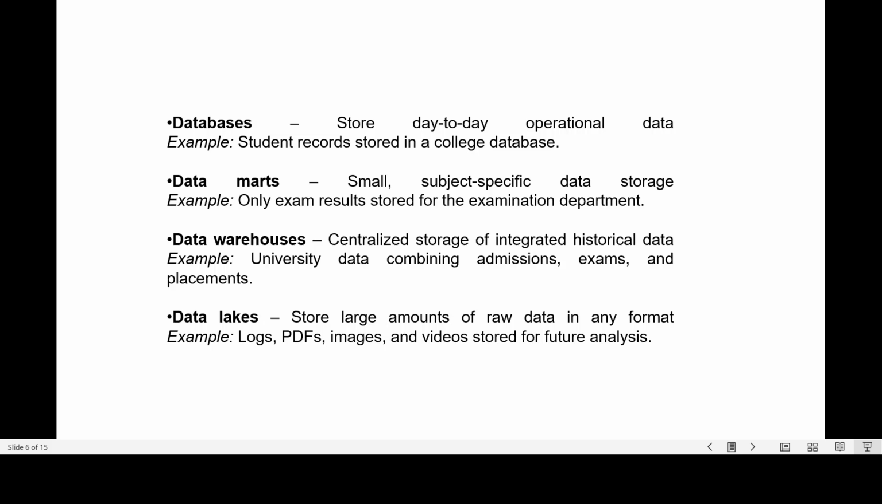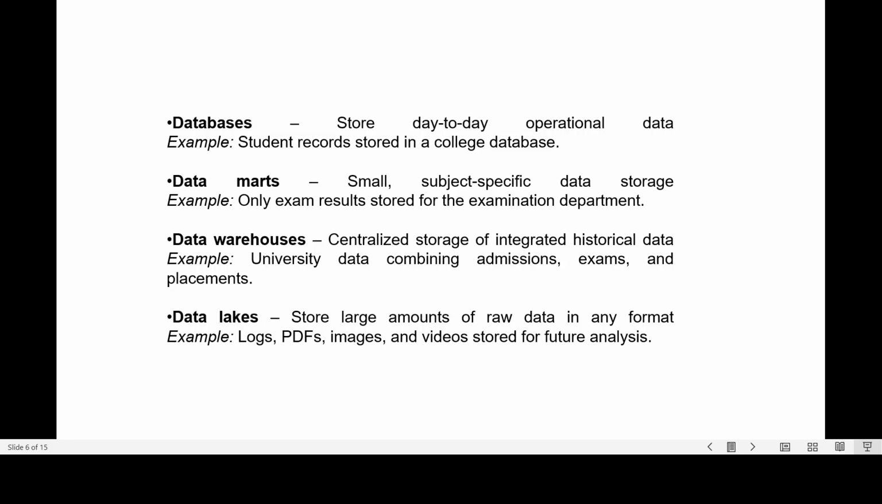A database stores day-to-day operational data. For example, a college database may contain student records, attendance information, and examination marks. A data mart is a smaller repository designed for a specific department. For instance, the examination department may maintain only examination related information. A data warehouse is a centralized repository that integrates historical data from multiple departments. For example, admissions, academics, placements, and finance data may all be combined into a university data warehouse.